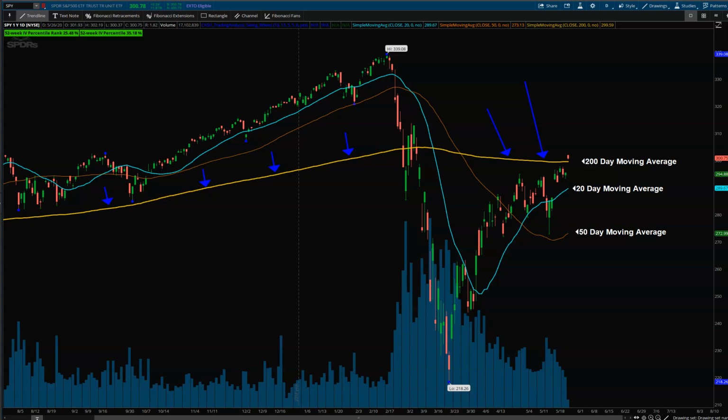Now this line will continue to calculate average prices, and that's what a moving average is. It calculates average prices over a particular time frame. So in this instance, it's a 200-day time frame. You have a 20-day time frame and a 50-day time frame as an example.